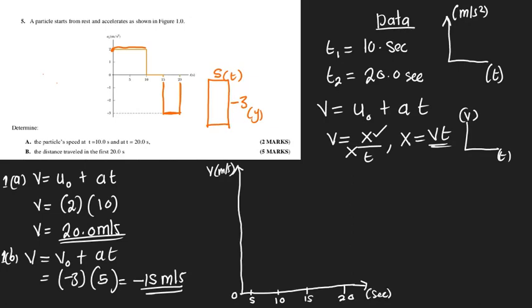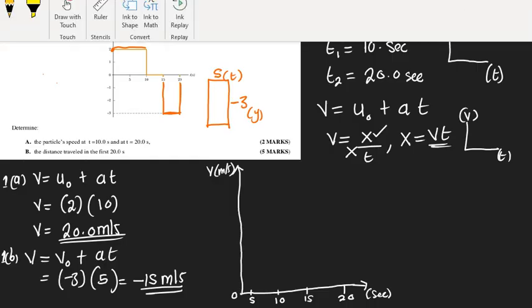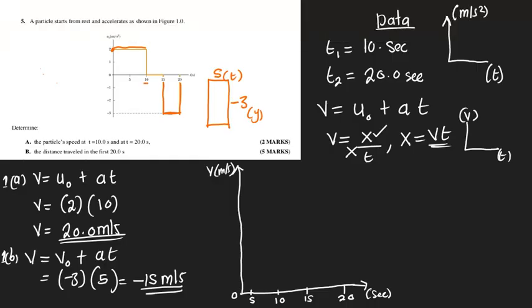Now, what did you find as a velocity at 10 seconds? When the time was 10 seconds, my velocity was 20 meters per second. So I was here, okay, this is where I was. Then this guy began to drive in this manner.